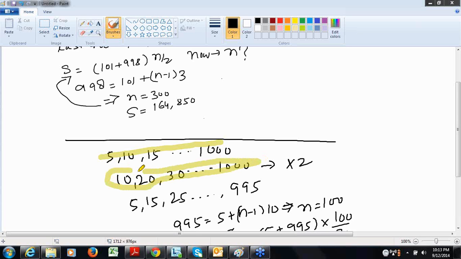So every second number will be divisible by 2. So we have to remove that. Okay, we removed this from this. So what we got is the series 5, 15, 25 till 995. Now we have to find the sum of this series 5, 15, 25.